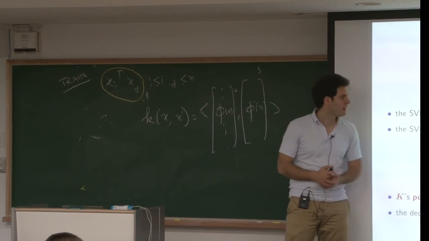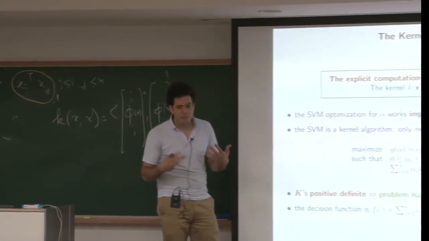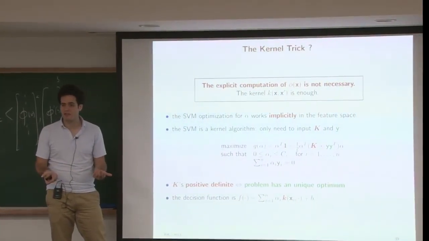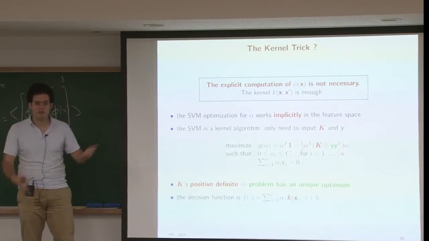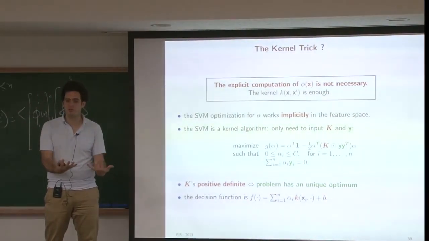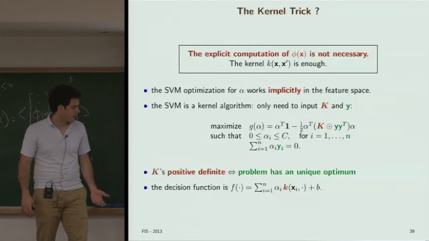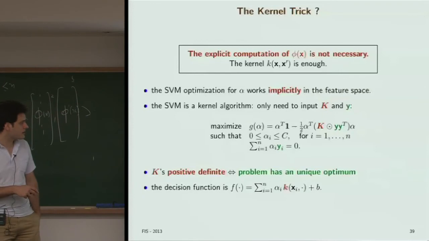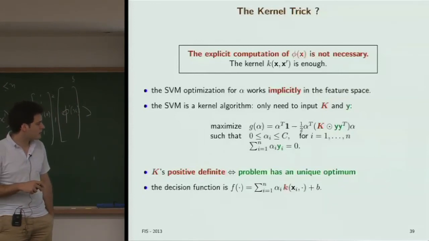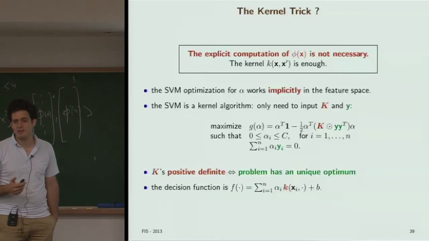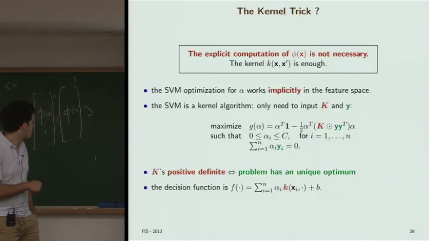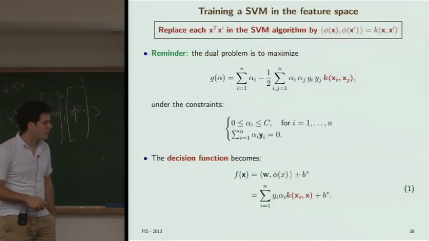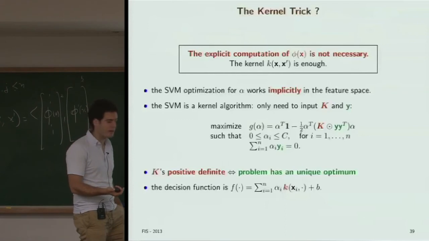Then in that case, I can formulate the whole problem of learning with kernel functions without having access to the feature vector itself. So I could design very weird, very long feature vectors, as long as I can take their dot products. In that context, the SVM optimization for alpha works implicitly in the feature space. By implicit, I mean it computes alphas which work in those spaces of phi's, without ever actually having to compute the phi.